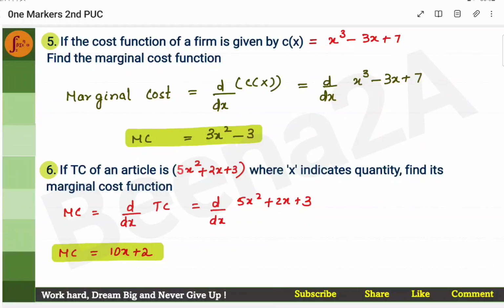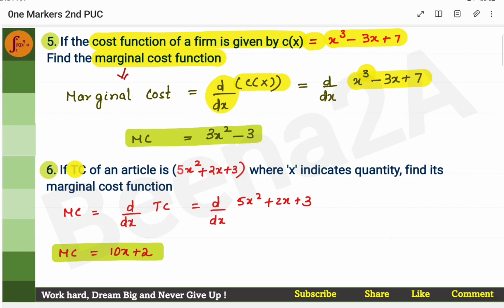Next question. If the cost function of a firm is given, find the marginal cost. Remember one thing, whenever you see the word marginal, it means you have to differentiate. You have to differentiate cost. So take this particular function and differentiate. Derivative of x cube is 3x square, derivative of 3x is 3, and derivative of 7 is 0. So you have the marginal cost function.